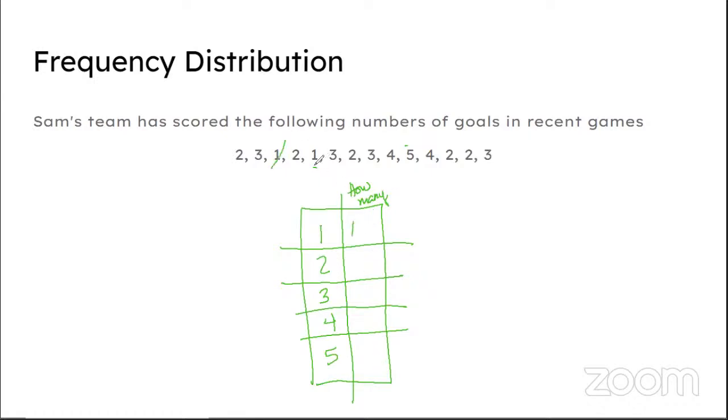So 1, 1, 2, 2, 2, 2, 2, 3. You could also do it this way. You could write the number 4. I counted 4 3s, so I wrote the number 4. So you can have it as tally marks. You can have it as an actual number, okay?